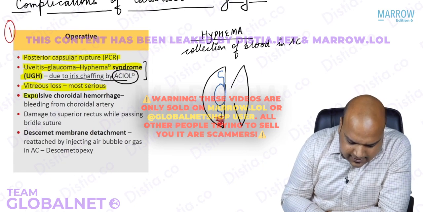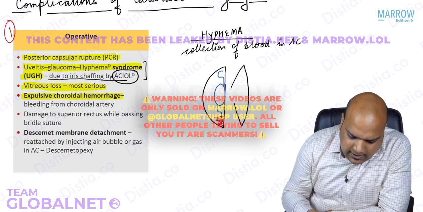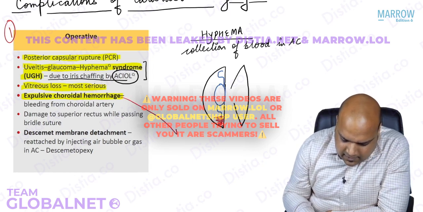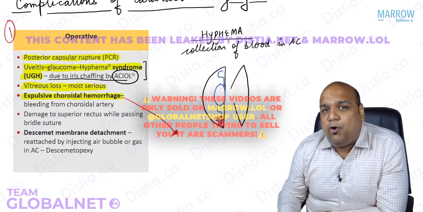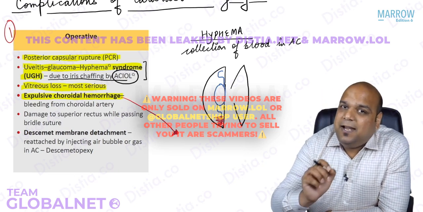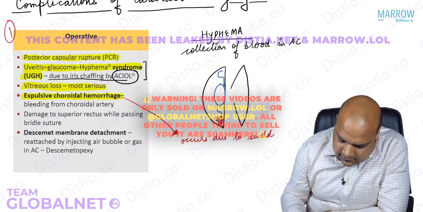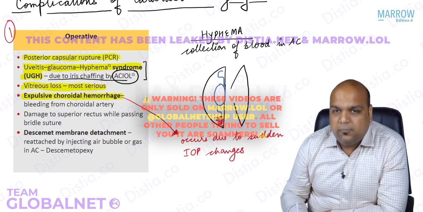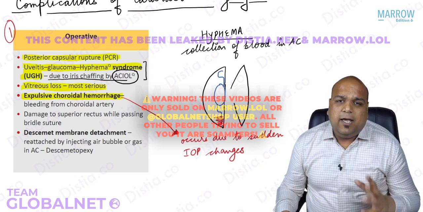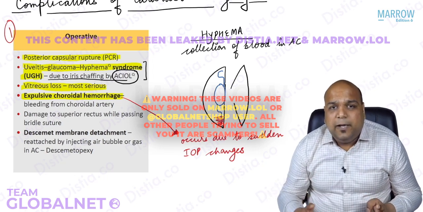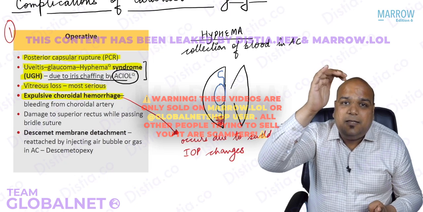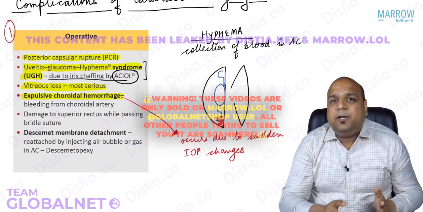Next complication is expulsive choroidal hemorrhage. From the name, it is making itself clear that hemorrhage is occurring in the choroidal blood vessels. Question is, why does it occur? It occurs due to sudden IOP changes. What do you mean by this? If the surgeon is not careful, everybody, there can be IOP fluctuations. The IOP can go as high as 60 to 70, then it can go suddenly as low as 10 to 15.